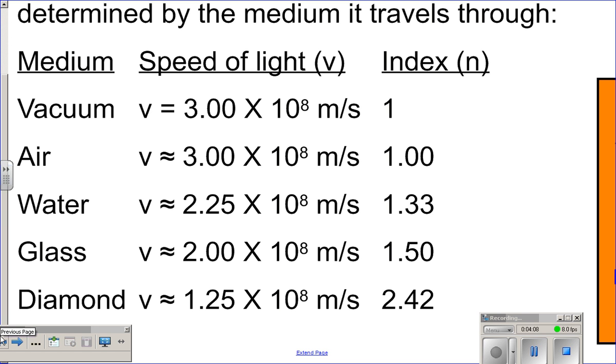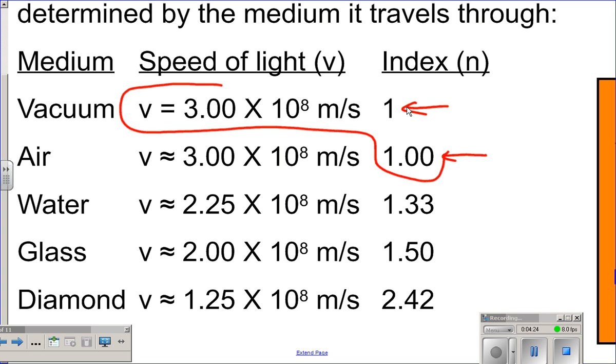So the index of refraction for a vacuum is 1. The index of refraction for air is so close to 1 that we're going to call it 1. For water, it's 1.3. For glass, it's about 1.5. It depends on the type of glass. For diamond, it's about 2.42. The only numbers here you must have memorized are these guys.